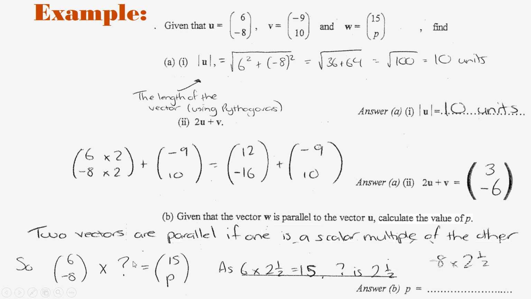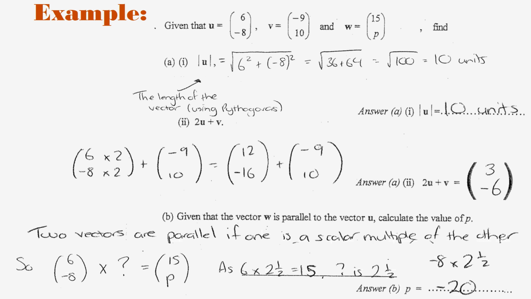So therefore, to work out what p is, take the negative 8 and multiply it by the same scalar multiple. Negative 8 times 2.5, I think that is... there it is. Negative 20.